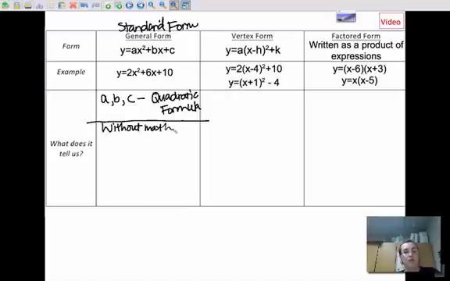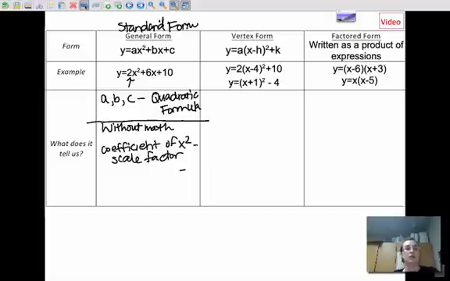what this tells us. So looking at my equation here, I can look at the coefficient of x squared. This is the leading, also sometimes called the leading coefficient. This number tells us the scale factor of the parabola, meaning if it's 2, for example, in this one, then the parabola is stretched by a scale factor of 2.